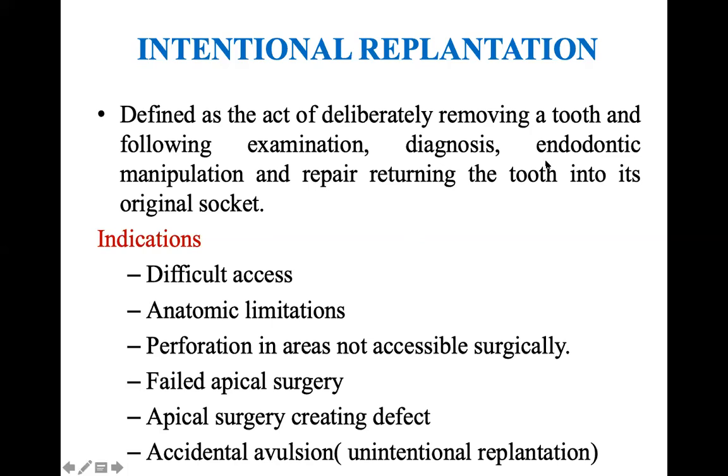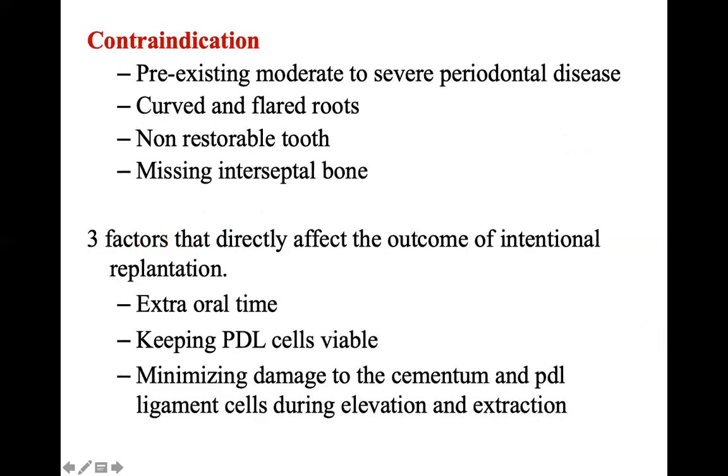Indications are when there are anatomic limitations, perforation in an area not accessible surgically, or failed apical surgery which might create a defect. Suppose you have a tooth which is having long roots and the roots are very near to the sinus. If you think about doing periradicular surgery, you will perforate the sinus and there will be more complications. So in these cases, you have to think of reimplantation.